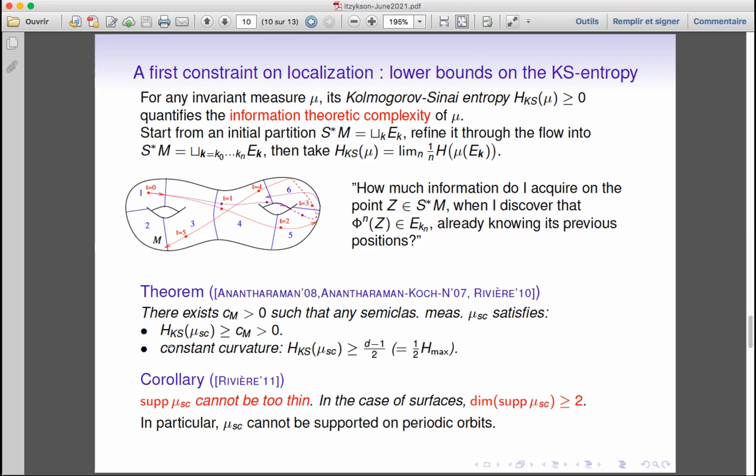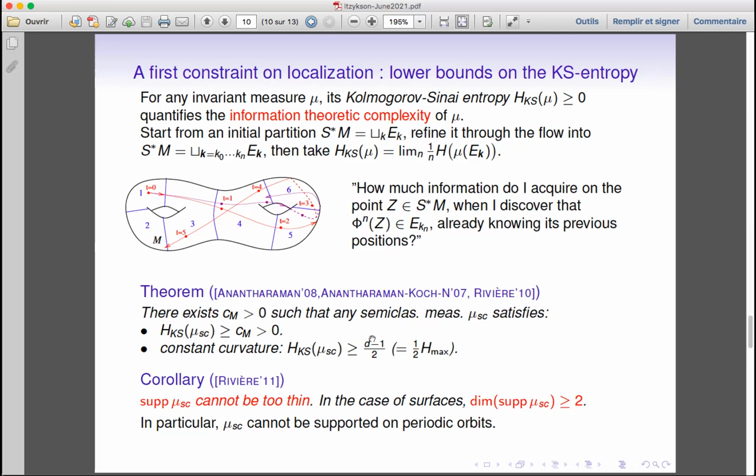So the theorem, which was proved by Nonnenmacher, and then another one by Nonnenmacher, Koch, and myself, is that for any semi-classical measure, the entropy is positive. In constant curvature, it's even more precise. You can get some explicit number. So this positivity of the entropy tells you that the semi-classical measure cannot be too thin. They have a support which is sufficiently thick in the sense of fractal dimension. It can be a fractal set, but it cannot be too thin a fractal set.